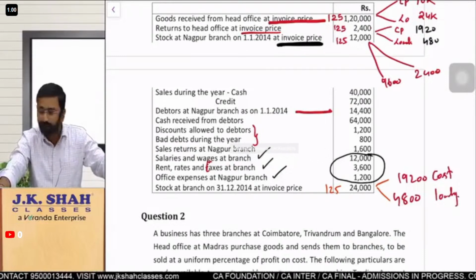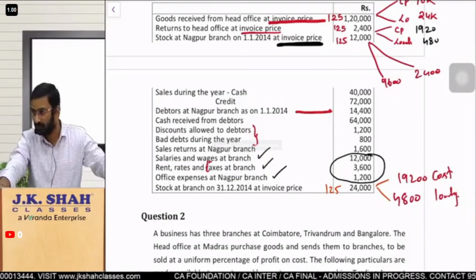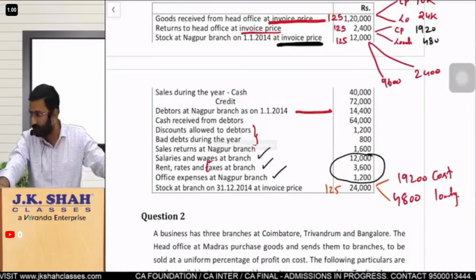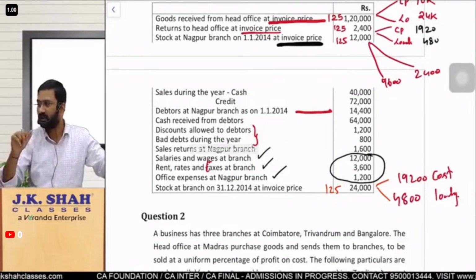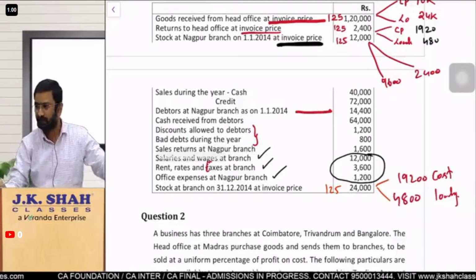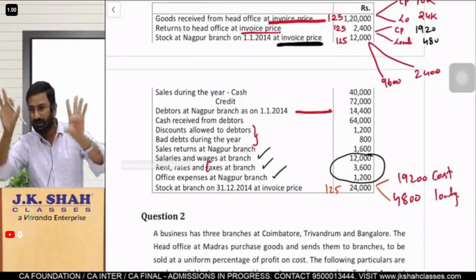Which one are you talking about? Yes. Because your expense I am paying, so ultimately it should be booked in your P&L account. Yes. All of you understood the basic discussion part.